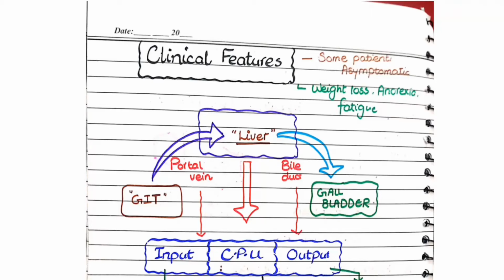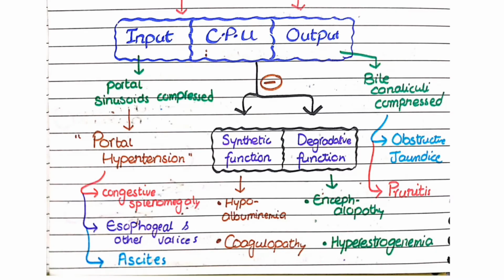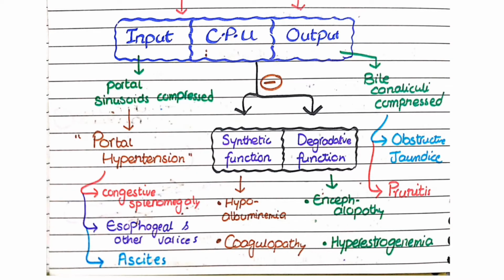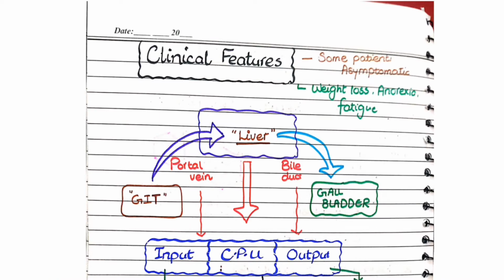Now we will discuss the clinical features of cirrhosis. So all these are clinical features of cirrhosis, and as there are a lot of them, most students forget all these. But if you see this small illustration, then this illustration will help you to remember all these features of cirrhosis. So let's start.